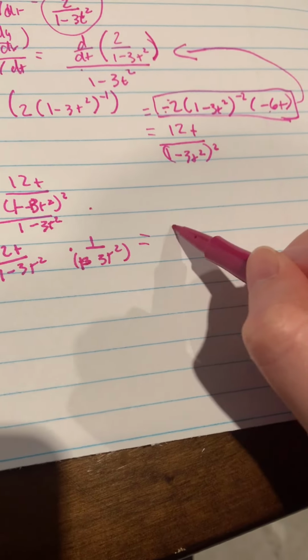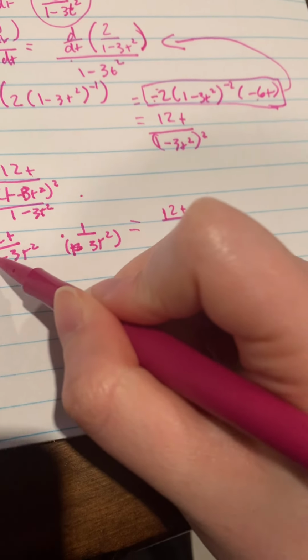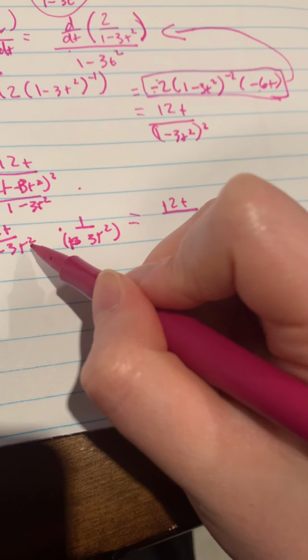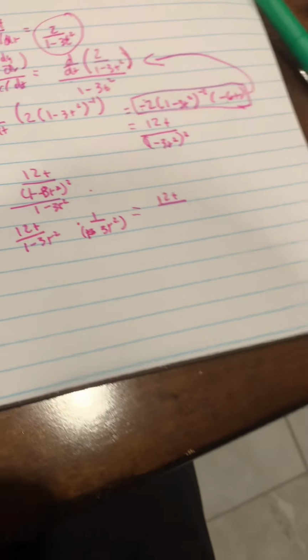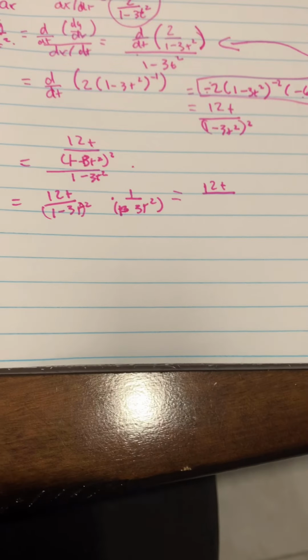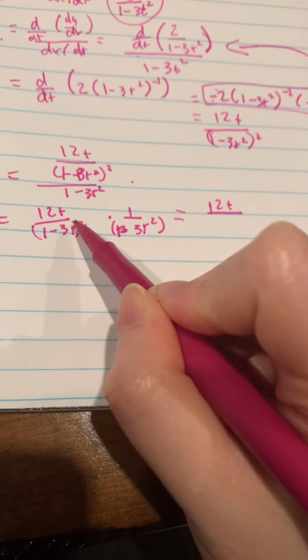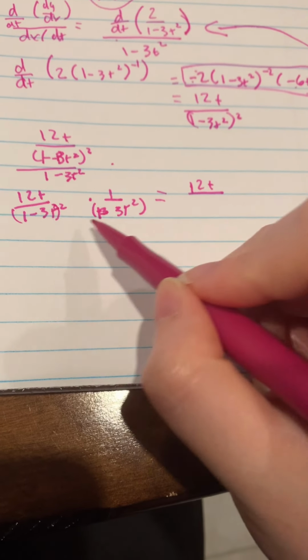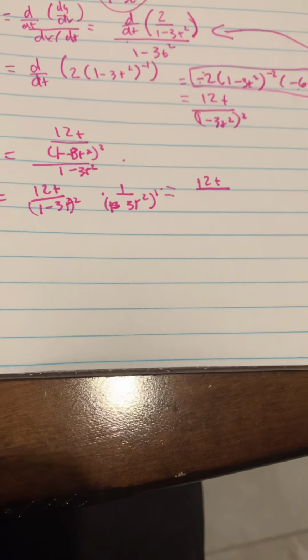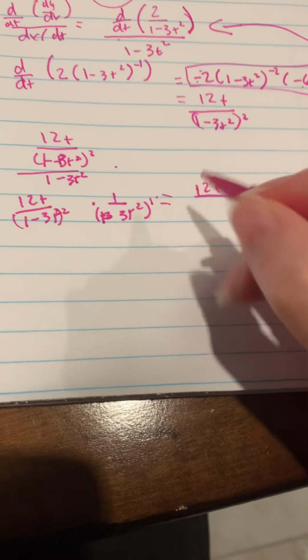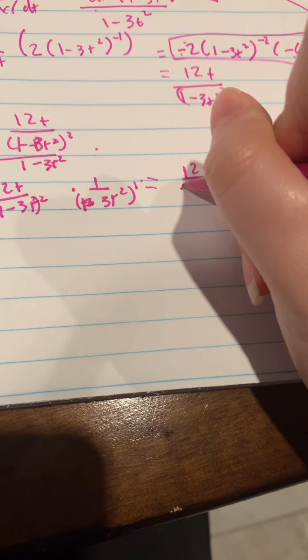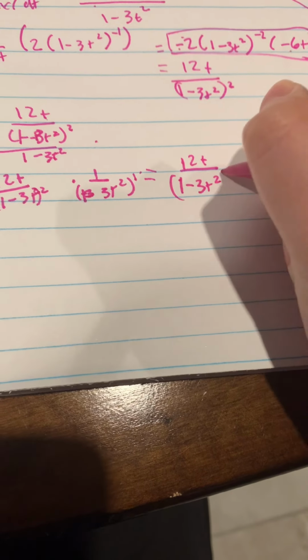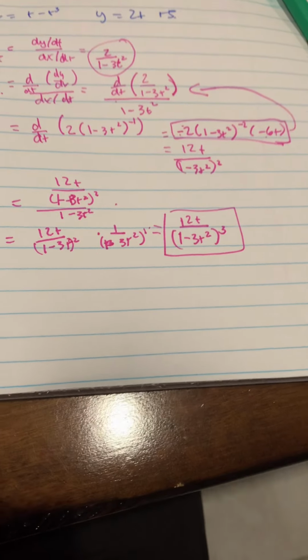So 12t times 1 is just 12t, and then (1 minus 3t squared) times 1 over (1 minus 3t squared). So that makes it a power of 1 right there, making it 2 plus 1 is 3. So 12t over (1 minus 3t squared) to the power of 3. And this is the second derivative.